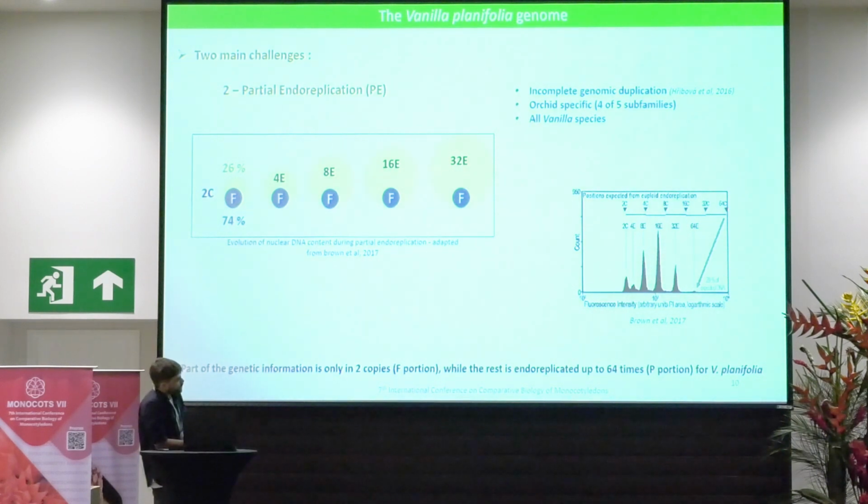And in fact, if you see here the histogram of fluorescence intensity obtained from propidium iodide, I don't remember the name, you can see the expected position of each peak, which corresponds to the polyploidy of the nuclei, which is expected for a whole genome replication at each endocycle, and you can see that there are shifts between what is expected and what is observed in this orchid species.